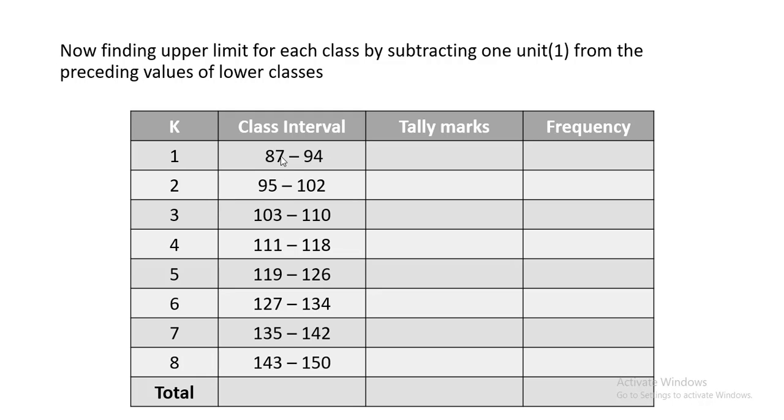Okay, so 87, we just did this in the earlier step. Now we wanted to find out the upper limit. So upper limit is calculated by 95 minus 1, so that is 94. 103 minus 1, 102. 111 minus 1, 110. 119 minus 1, that is 118. So with every lower class limit we subtract 1 to get upper limit of the previous class. Alright, so this is how my classes are arranged.